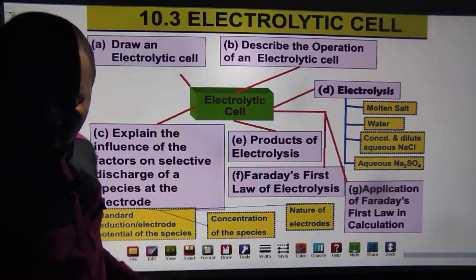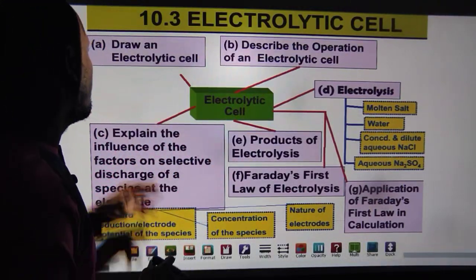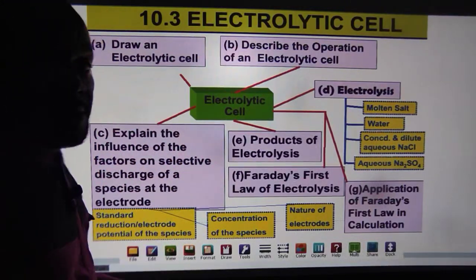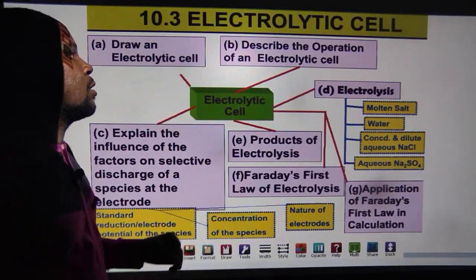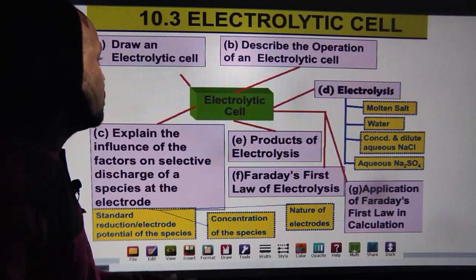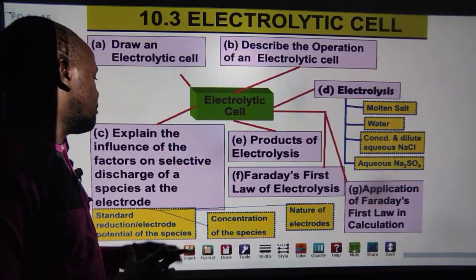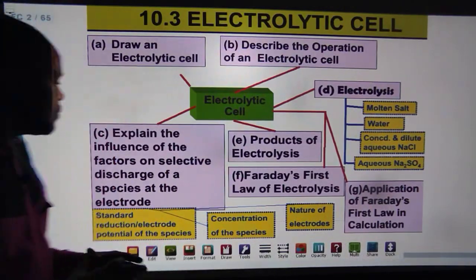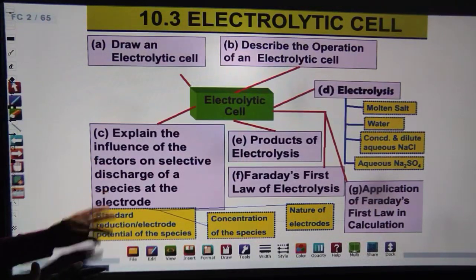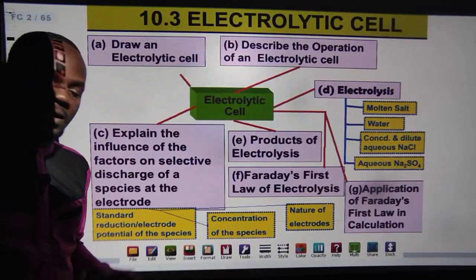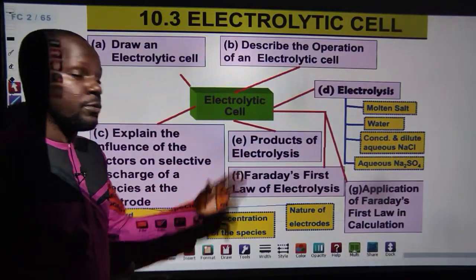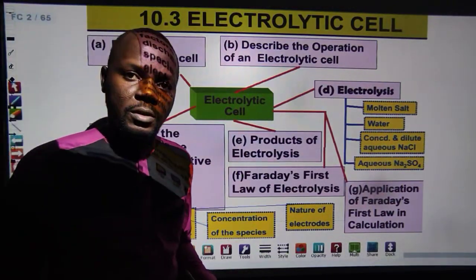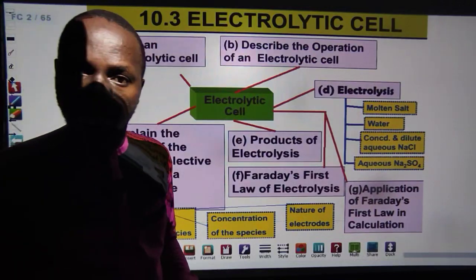Yes, fine. Under 10.3, we are going to be talking about how to draw an electrolytic cell. We've done the electrochemical cell and the next equation. We're also going to talk about how to describe the operation of an electrolytic cell. We're going to explain the influence of the factors that affect the discharge of ions during electrolysis, the different products of electrolysis, and the different factors that affect each ion being discharged.